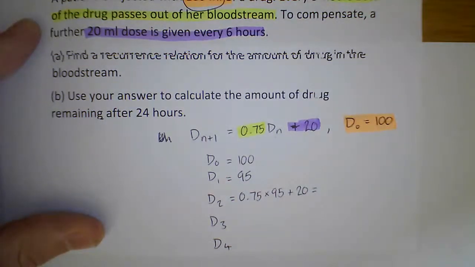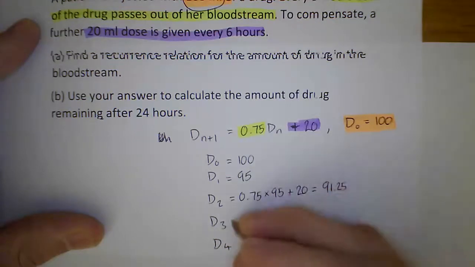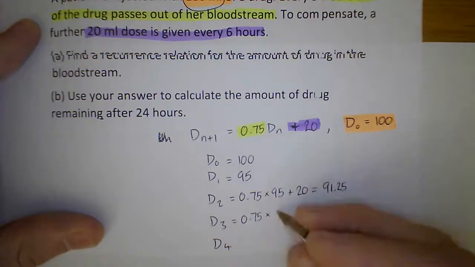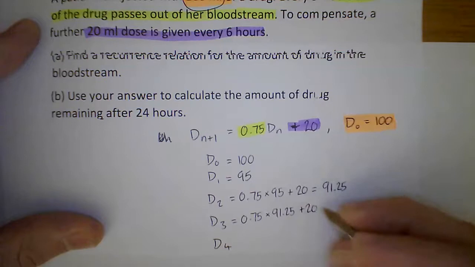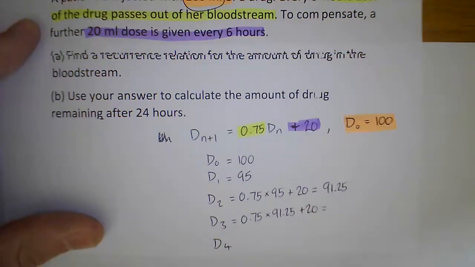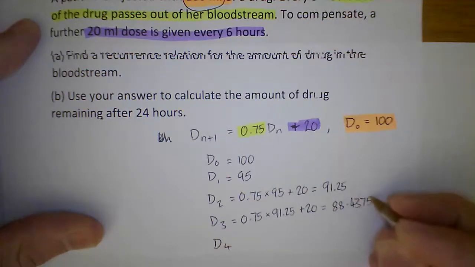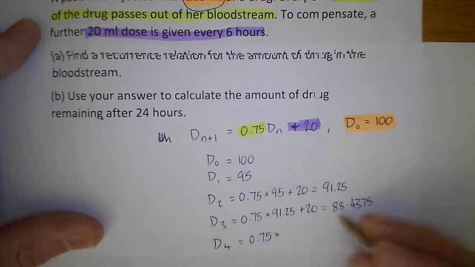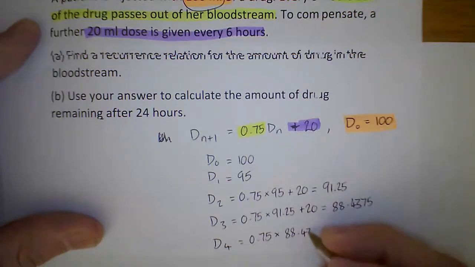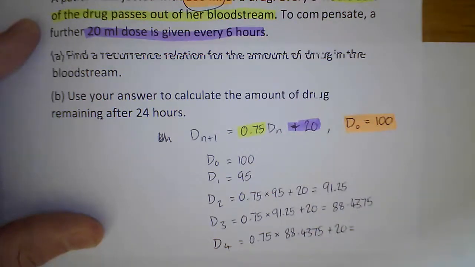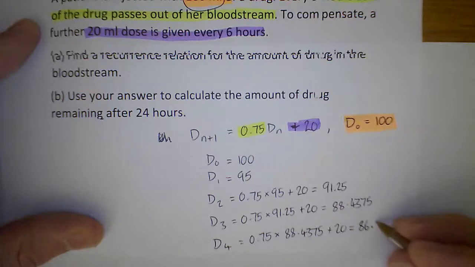I'm just going to start doing these on the calculator for ease. So that one is 91.25. Next is 0.75 times our previous answer, 91.25, plus 20. And that gets us 88.4375. And finally, we're doing 0.75 times our 88.4375 plus 20, which gives us 86.328125. We'll give a rounded answer, 86.33 milliliters.